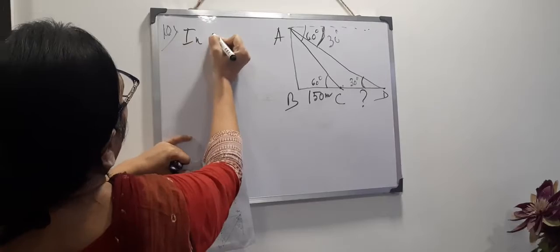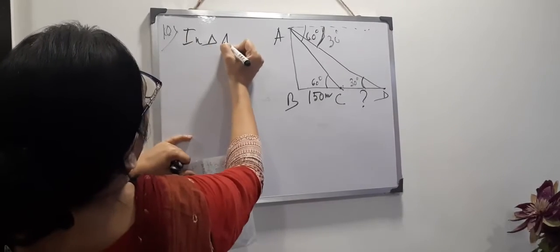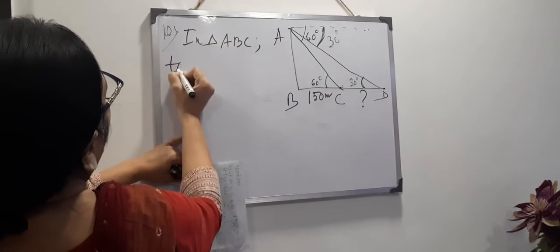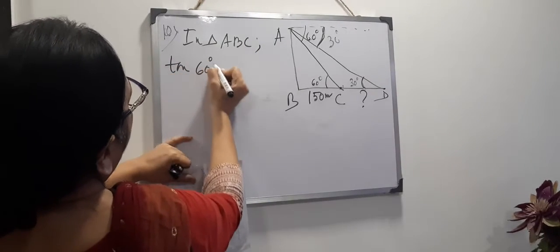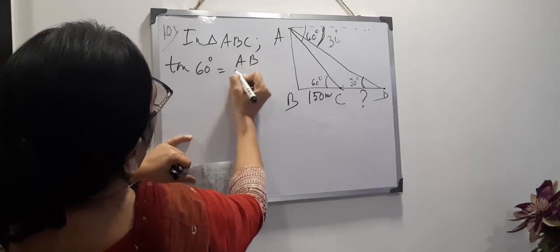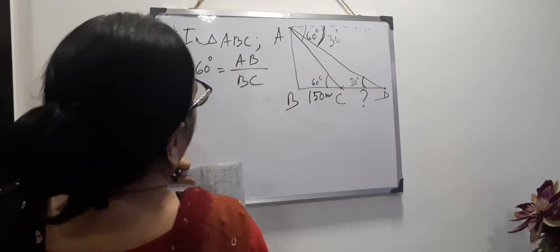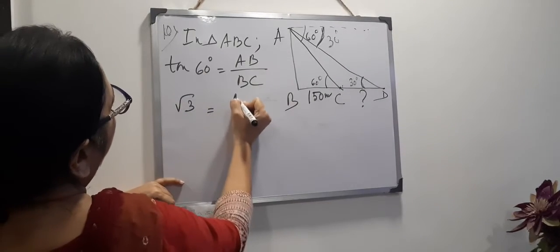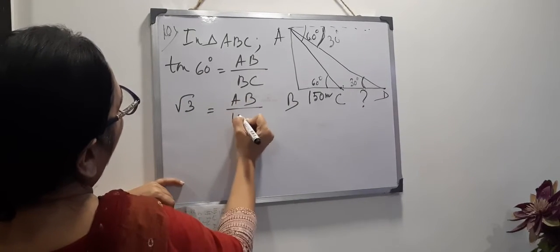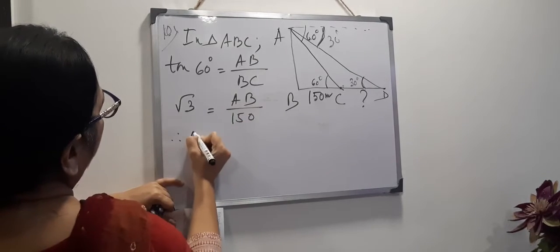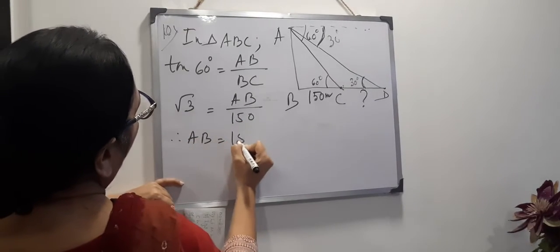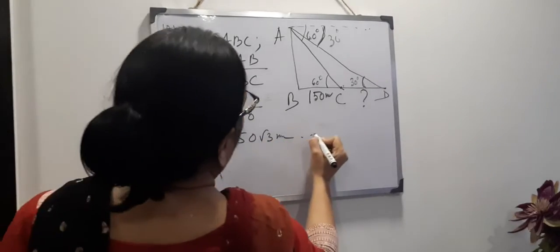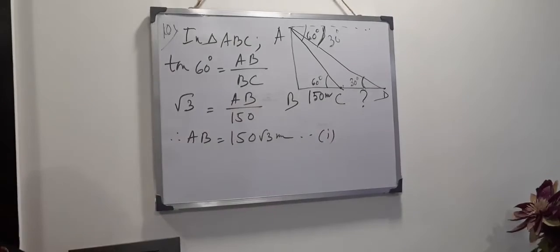So in triangle ABC, what are we applying? We are applying tan. Angle of elevation 60, tan 60 equals AB by BC. Here tan 60 value you know, root 3, AB, and BC is given 150. So from here we can write AB equals 150 root 3 meter. Number 1. Question number 1.